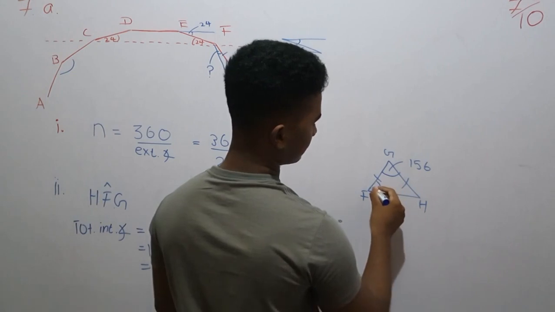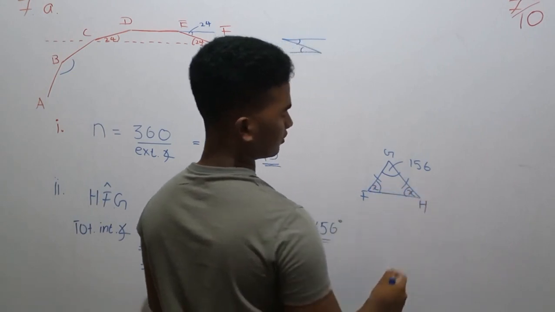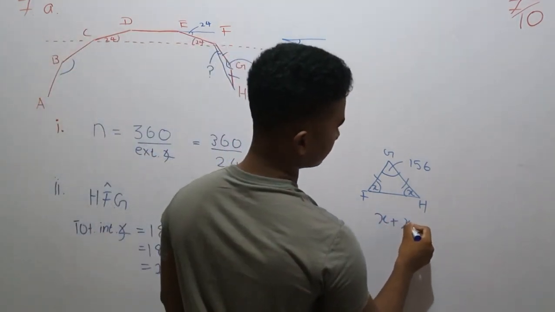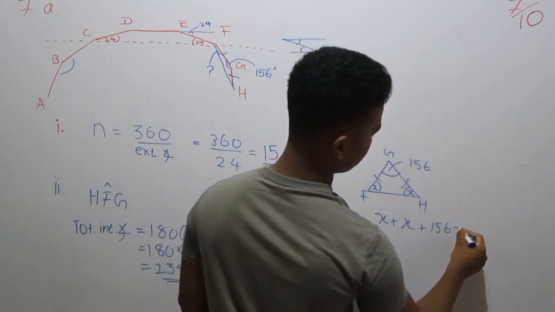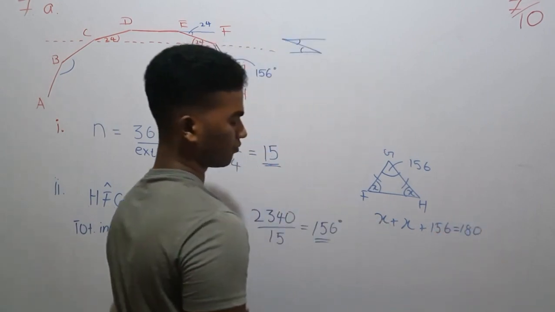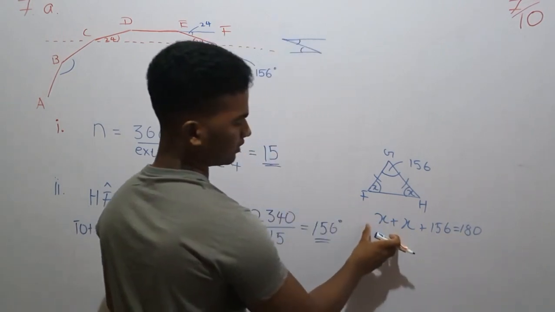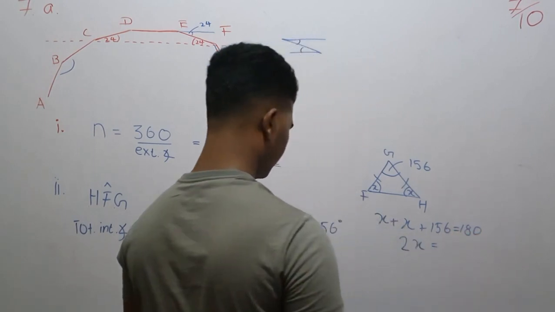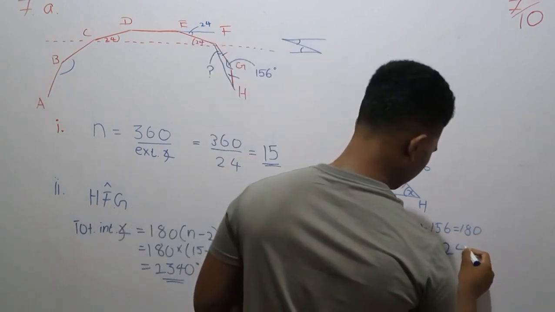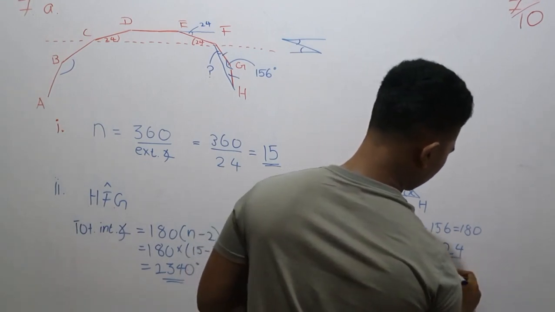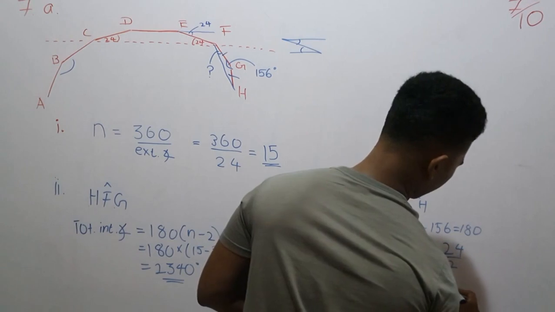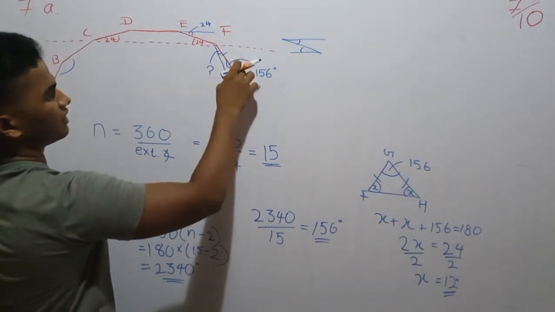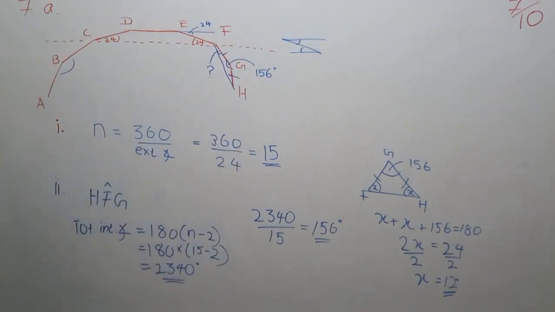So if this is X, this is also X, right? So we'll put this in the formula X plus X plus 156 is equal to 180. Take 156 to this side and add X and X. So 2X equals 180 minus 156 is 24. Divide both sides by 2. You are getting X as 12. That is the value of this angle, GFH. 12 is the answer.